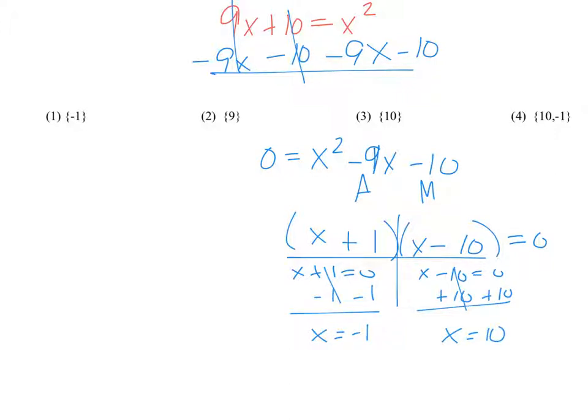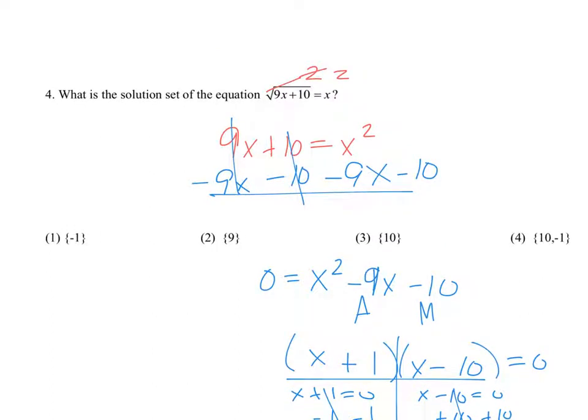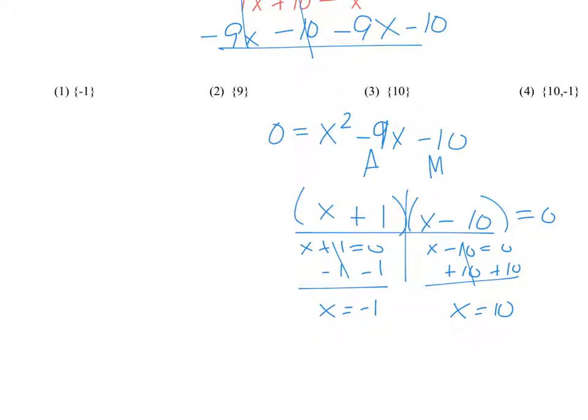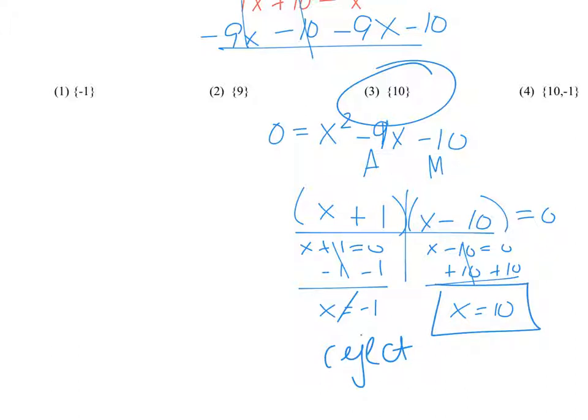I will check this in my calculator by putting this into y1 and this into y2, and I find out that the answer of negative 1 does not work, so I will reject it, and my final answer is just 10 because this satisfies the original equation. Negative 1 is an extraneous solution because it does not satisfy the original.